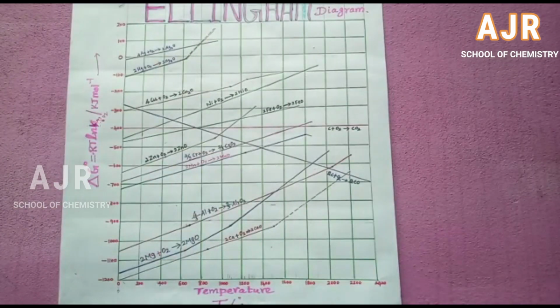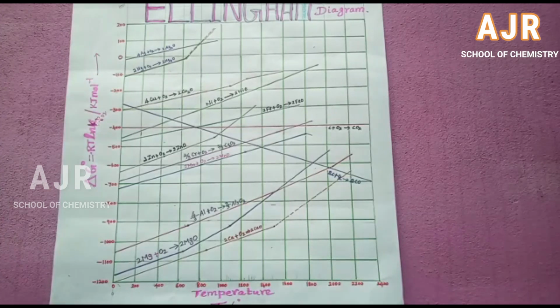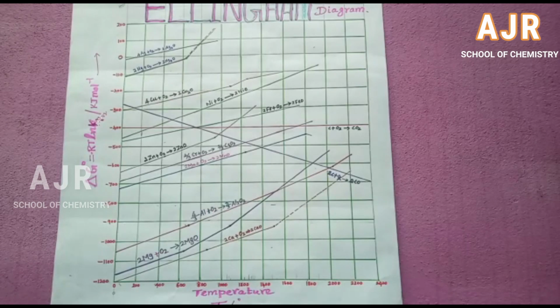So now I am going to explain the limitations of the Ellingham diagram. The Ellingham diagram is constructed based on thermodynamic considerations. It gives information about the thermodynamic feasibility of a reaction, but it does not tell anything about the rate of the reaction. Moreover, it does not give any idea about the possibility of other reactions that might be taking place.